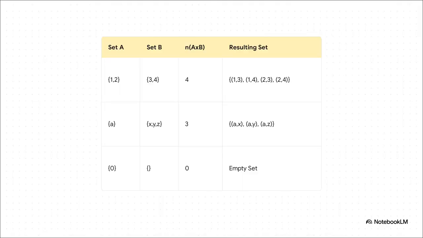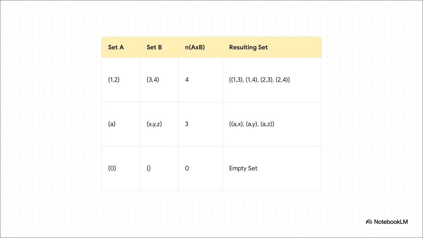What's incredibly cool here is how easily you can predict the outcome. Just take a look at that first row. Set A has two elements, 1 and 2. Set B has two elements, 3 and 4. So how many pairs will we get? Well, you literally just multiply the number of elements. 2 times 2 equals 4 ordered pairs. And you can see them listed right there: (1, 3), (1, 4), (2, 3), and (2, 4).